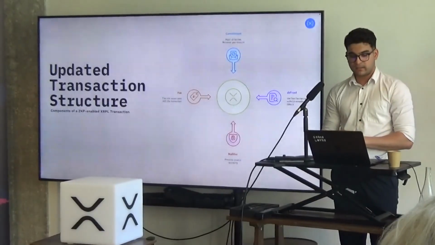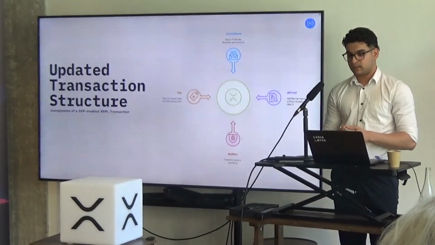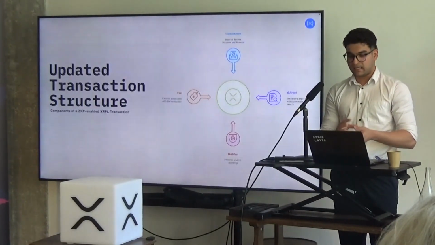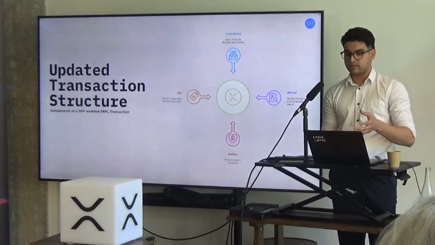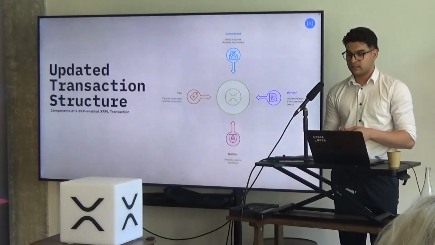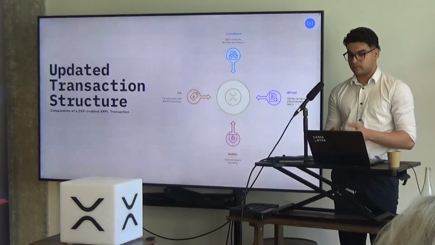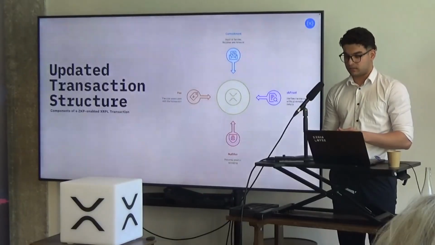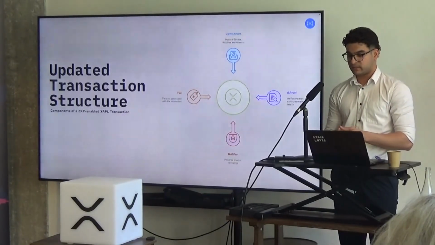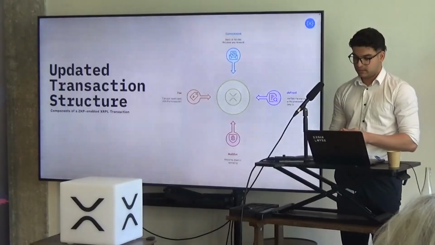So this is the updated transaction structure now. Anyone would only be able to see the commitment, which is a hash of the sender, receiver, and the amount for that transaction. There would be a zk proof, which is never stored on chain. This verifies the transaction without revealing the details.